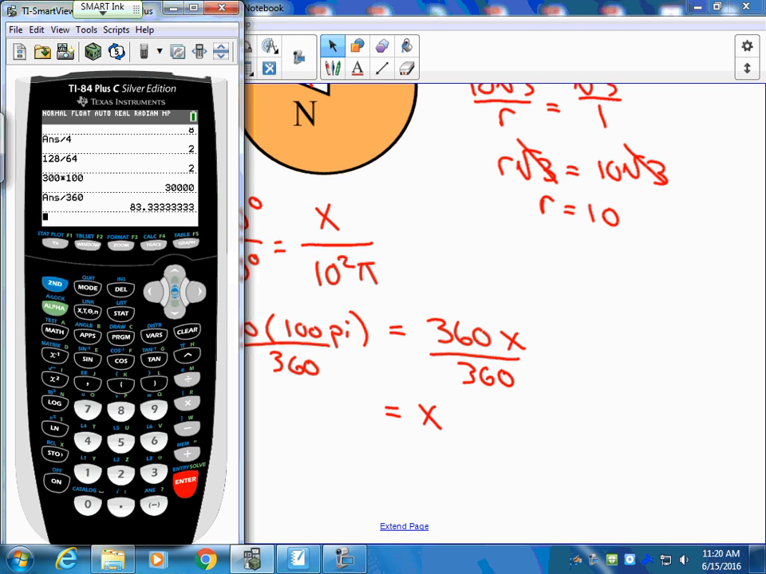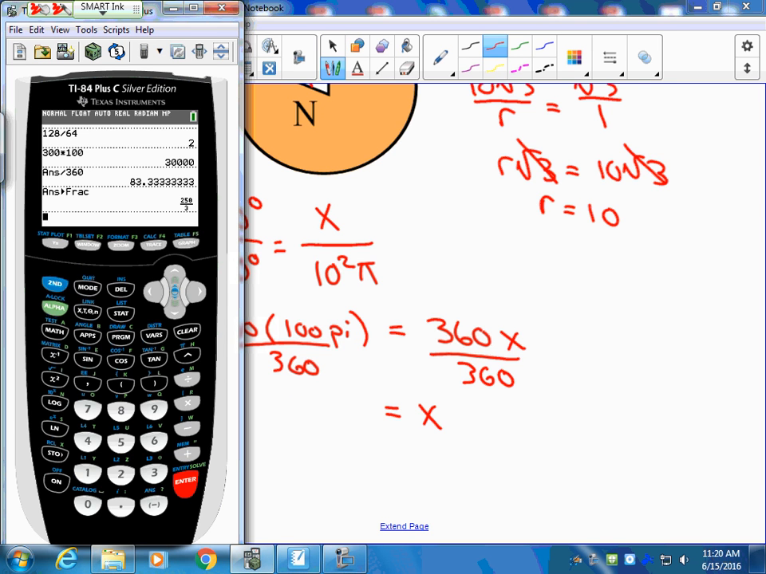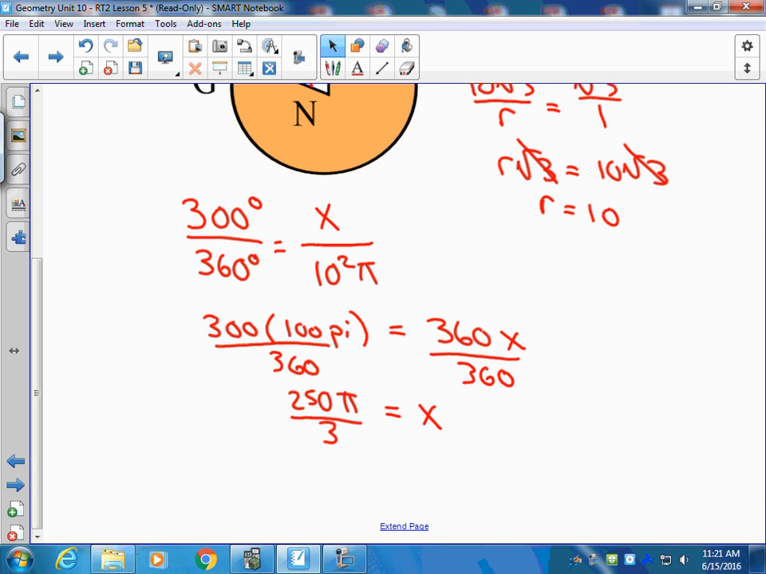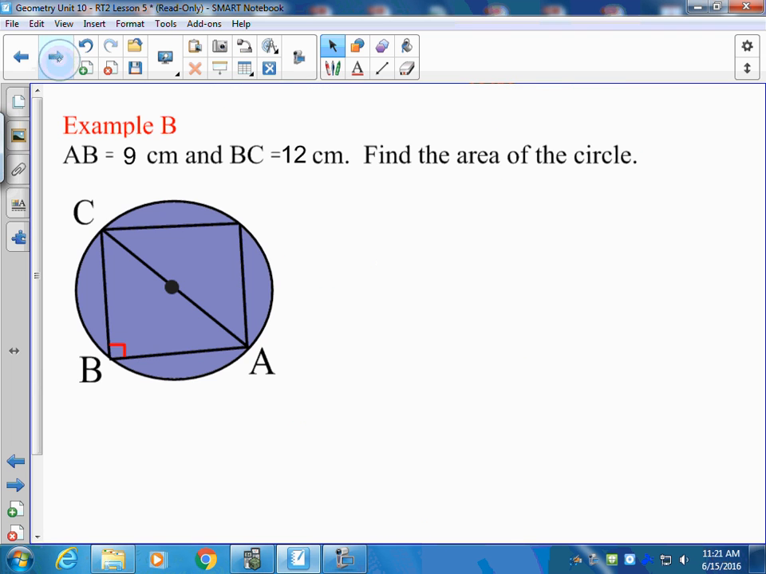Okay, we don't want to use that decimal value, so in our calculator we can go to math fraction, enter, and then we can turn that back into a fractional answer. 250 pi over 3. Okay, and then we could type the answer in that way. I know the answers are also allowed to be typed in using the decimal value approximation as well, but if we can keep it perfect, we definitely would like to do that.